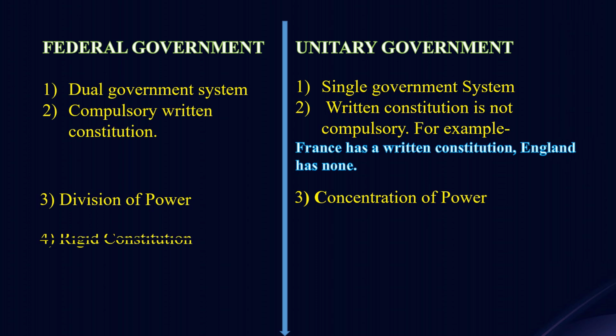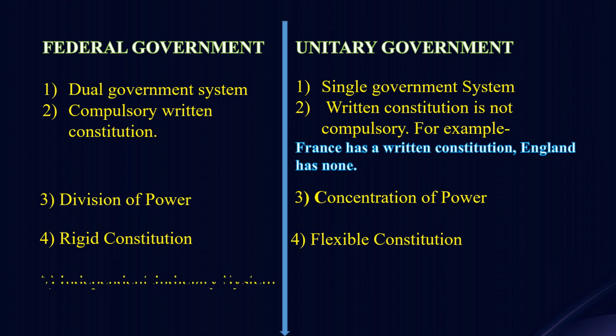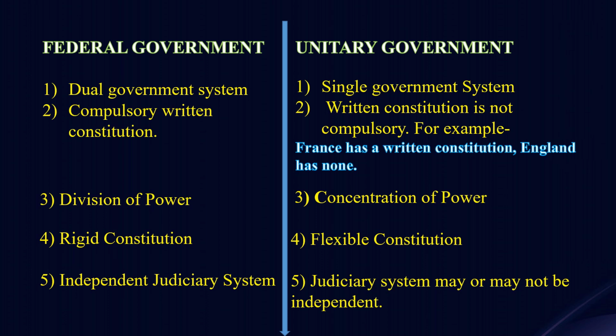Another major difference is a rigid constitution. In the federal form of government, amendments or changes in the constitution are difficult to make. It is a long process. But under the unitary form of government, the constitution is flexible. The last major difference is an independent judiciary. Under the federal system, the judiciary is independent and supreme. But in the unitary system, the judiciary may or may not be independent. So these are the five major differences we listed between the federal system and the unitary system of government.